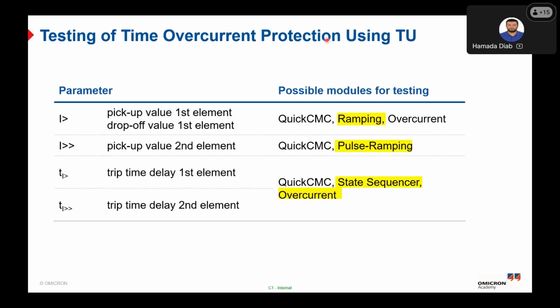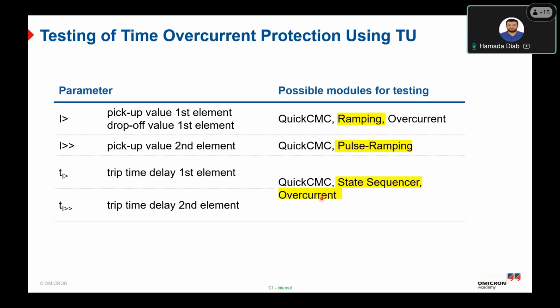But this means also we have general test modules, which are quick CMC, ramping or pulse ramping, and static sequencer, which can be used also for testing the pickup and drop off value, for example, for ramping. Pulse ramping can be used also for the pickup and the drop off for the second element or the second stage. Also, the static sequencer can be used for measuring the trip time for both stages, and a general testing module called the state sequencer, and also the quick CMC. And the overcurrent modules can be used for all kinds of tests using the protection.